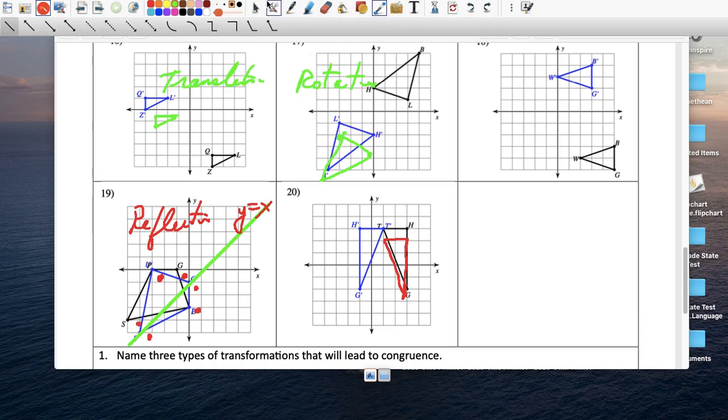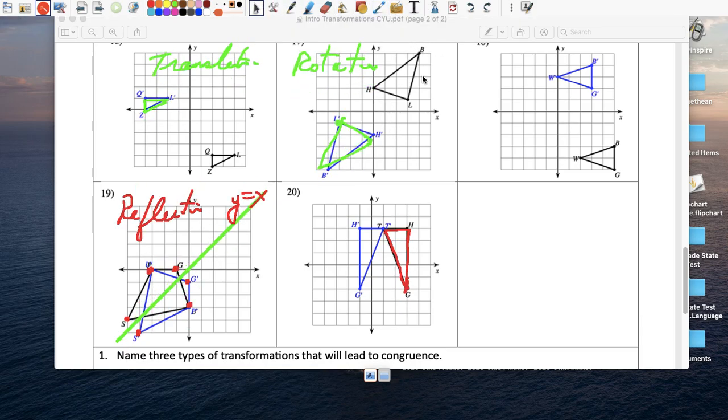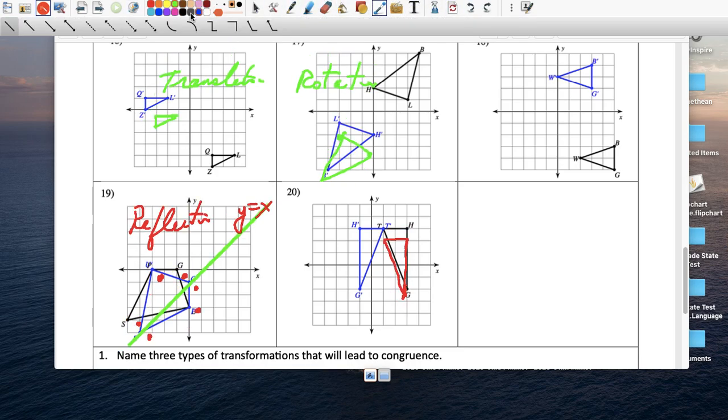But a reflection, where's your mirror? Where was the mirror? So here is your mirror. Imagine I said, hey, let's bring a huge mirror and put the mirror in between, right here. Right, that's your mirror. You know what? Let me use a straight line. I'll tell you that the mirror is this line right here.